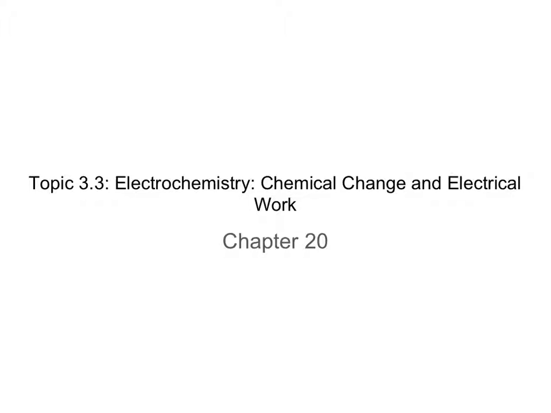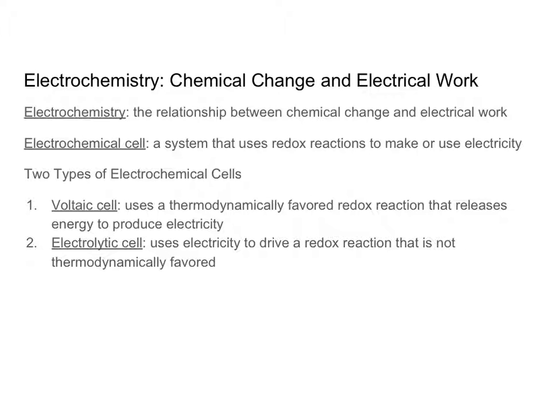Electrochemistry is the last unit that we're going to cover, or the last part of this unit. It won't take very long. And so we have to define a couple of things. First of all, we should probably define what electrochemistry is, which happens to be the relationship between chemical change and electrical work. Electrochemical cell is another thing that we are going to be spending a lot of time working with in terms of problems and things like that.